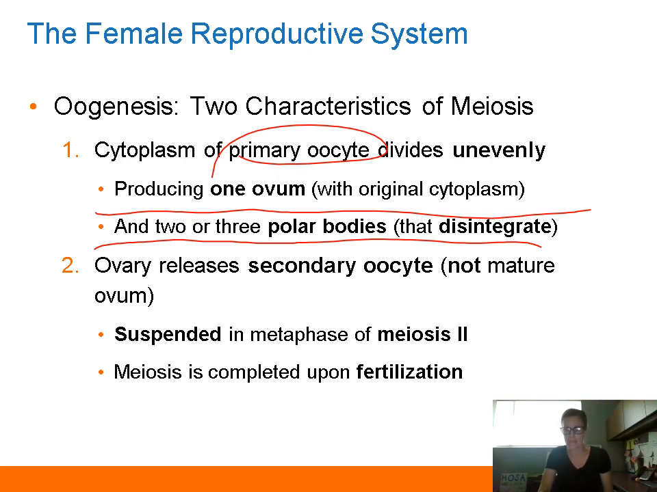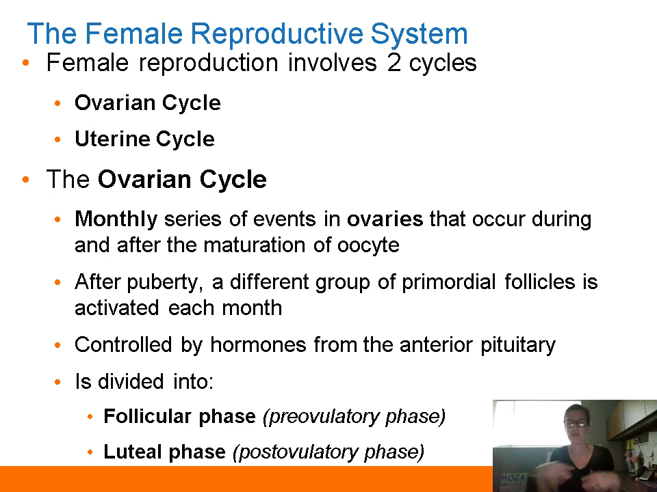Also, another important point is that the ovary releases the secondary oocyte, not a mature egg, right? Not a mature ovum. The secondary oocyte that's being released from the ovary at ovulation is suspended in meiosis II, so it hasn't completed the last cell division of meiosis. Meiosis is completed only when the egg gets fertilized. Otherwise, the egg will never actually be mature. It will get shed during menses when the rest of the endometrium of the uterus is shed.